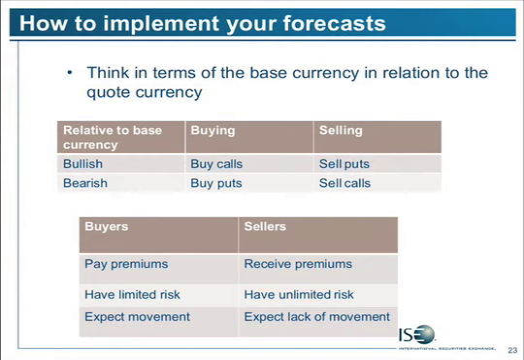So the first trade for many is probably looking at the buying side of this. Selling is available. You just need to have enough capital, and you need to be approved to do that. If you're bullish on the base, you'd be buying a call. If you're bearish on the base, you'd be buying a put. Buyers pay premiums. Sellers receive premiums. One of the biggest benefits for a buyer is that they have limited risk. Sellers have unlimited risk, and if you're buying an option, you're expecting movement in that currency pair. If you're a seller, then you're expecting a lack of movement.